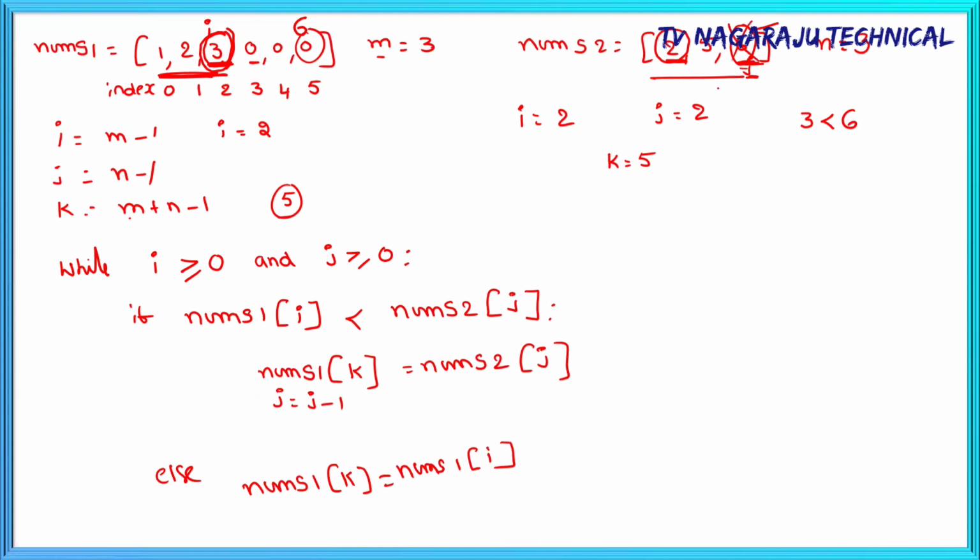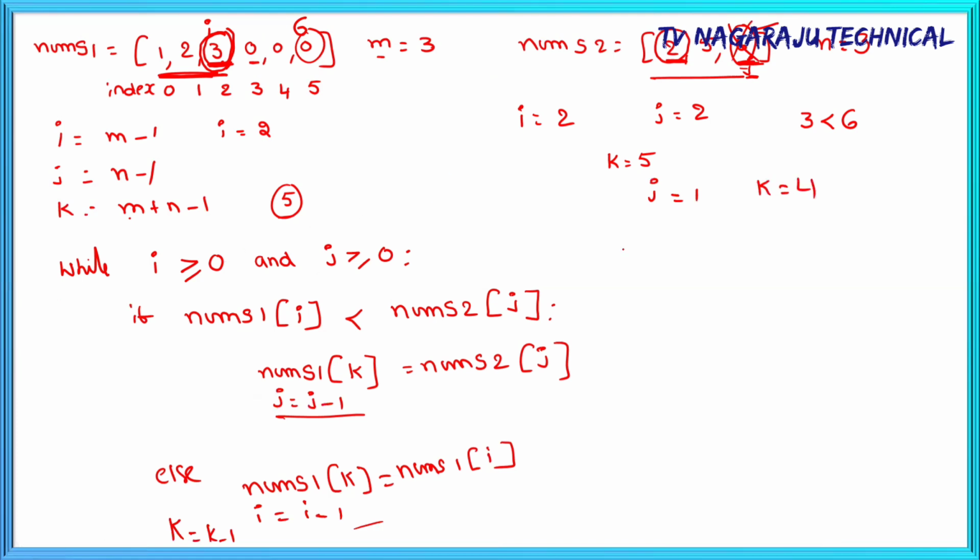Why? This position is fixed. Now, if you are copying this one, decrement the i value. Anyway, whether you are doing this one or this one, decrement the k value. Now, in this example, first I am copying 6. So, j is equal to 1. k is equal to 4.